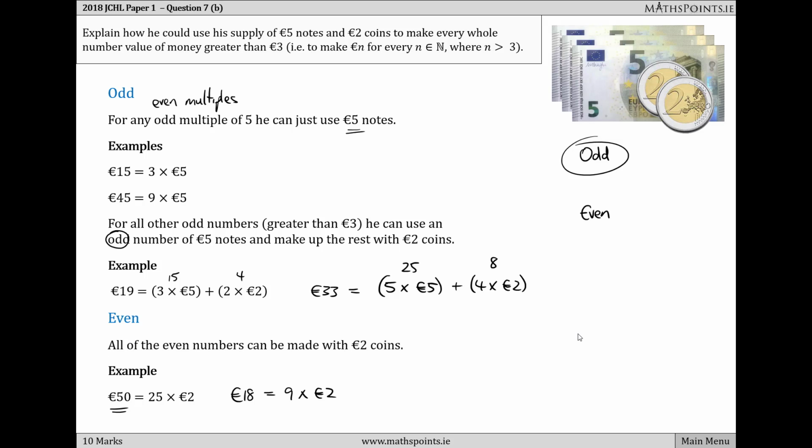Now, just to emphasize why the numbers had to be greater than 3, well, obviously 3 cannot be made up of €5 notes, and likewise 3 isn't a multiple of 2, and so it couldn't have been made up with €2 coins. And that's why this condition, money greater than 3 and n, the natural numbers greater than 3, we can't make up the number 3.